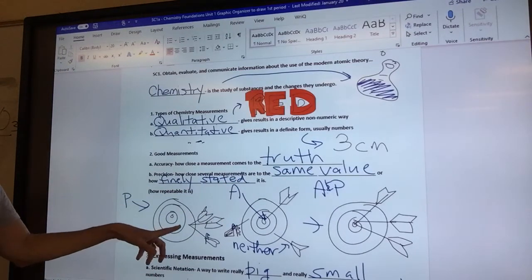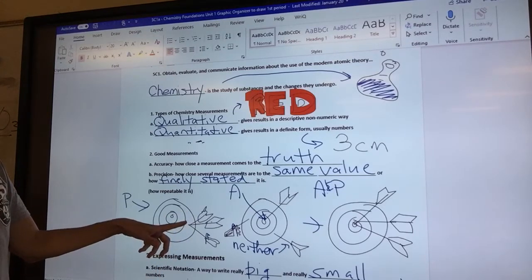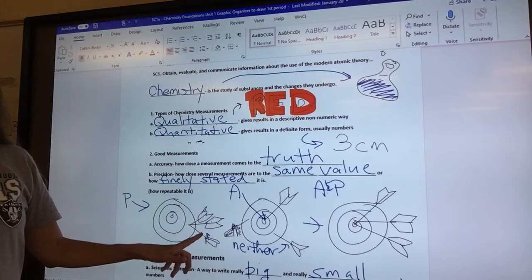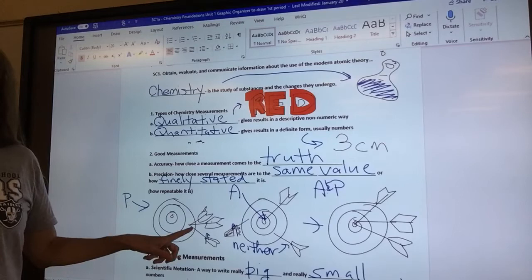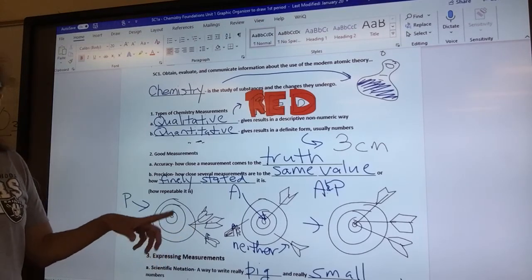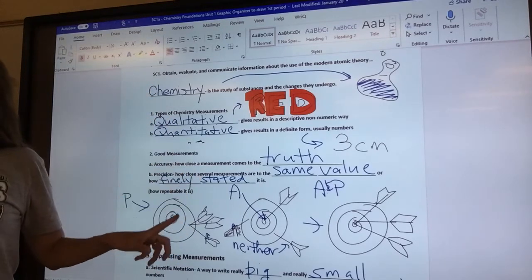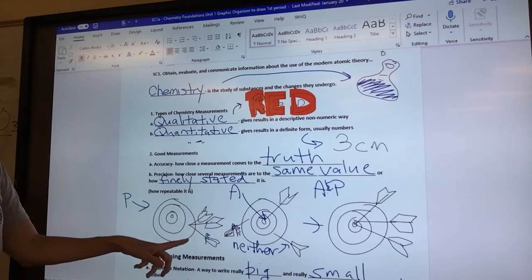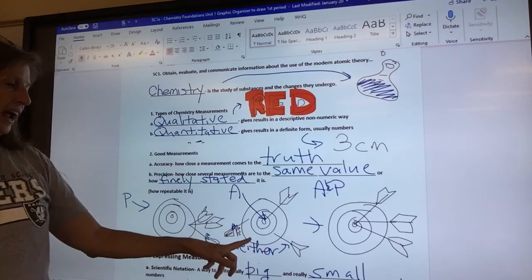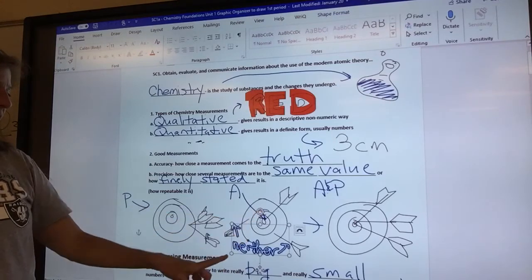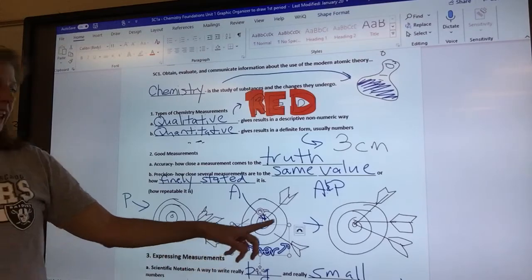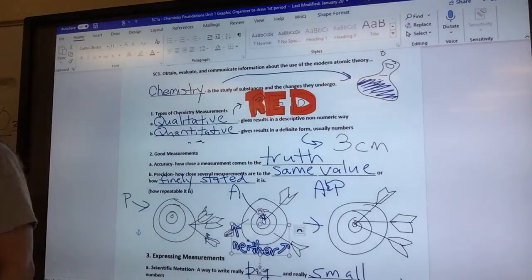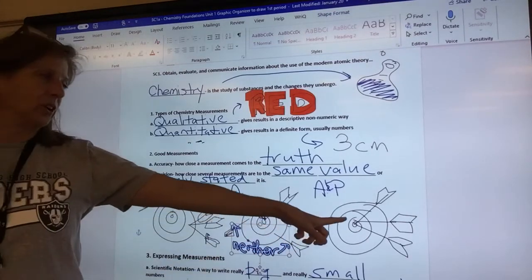So here, where we have all the arrows hitting close together, it's precise. It's not accurate. I didn't hit the bullseye, but it's precise. I kept hitting the same place over and over again wrong. Sort of like how this board does, writing over and over again the same place wrong. This one is neither accurate nor precise. There was one that was accurate, but they're all over the place, so it's neither accurate nor precise. The last one is accurate and precise. It's hitting in the middle over and over again.